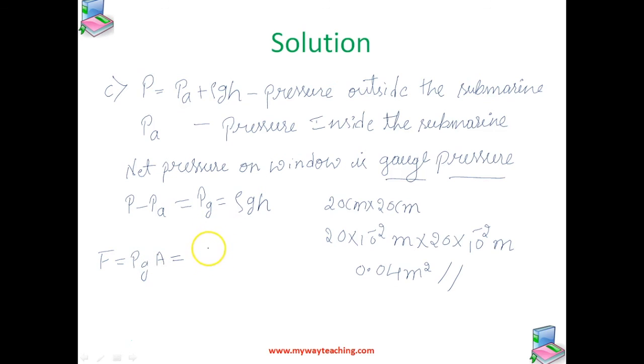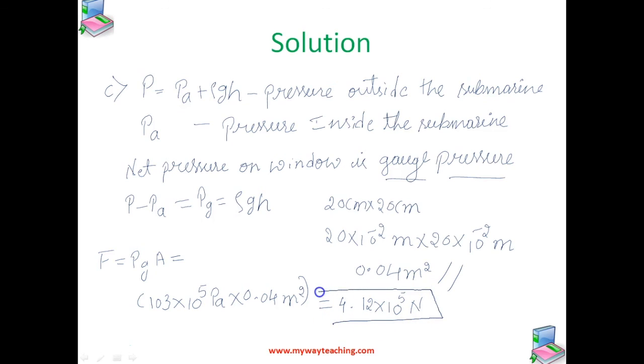So we already know Pg. In part B, we found the value of gauge pressure, that is 103 into 10 raised to 5 Pascal, and the area is 0.04 meters squared. If you simplify this, then the force acting on the window of the submarine is 4.12 into 10 raised to 5 Newton. So this is the solution for the third part. This is the force acting on the window of area 20 cross 20 centimeter of a submarine at the depth of 1000 meters.